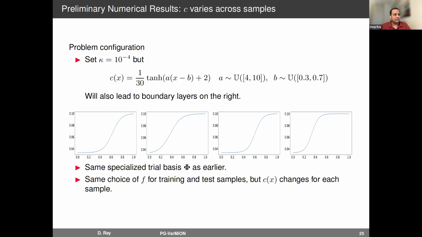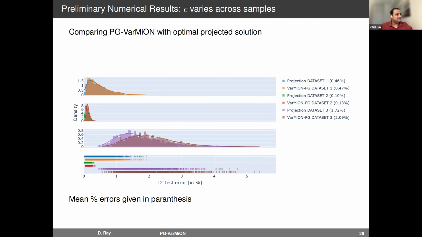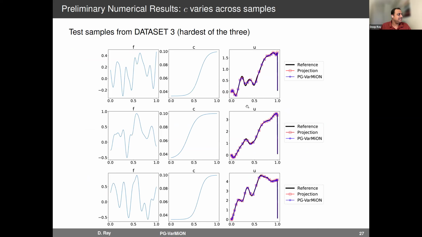Does it perform well on test data? So this is a comparison on the same 3 kinds of test out of distribution and distribution test data. Again, if you notice, the projected solution and the PG-VarMiON solutions are relatively close to each other. So we do well in distribution and also out of distribution. And if you look at the hardest data set 3, with the F and the corresponding C, we see that our solution matches the projection quite well. Our solution is given in this blue star. So we're doing quite well in approximating the reference or the projected solution.